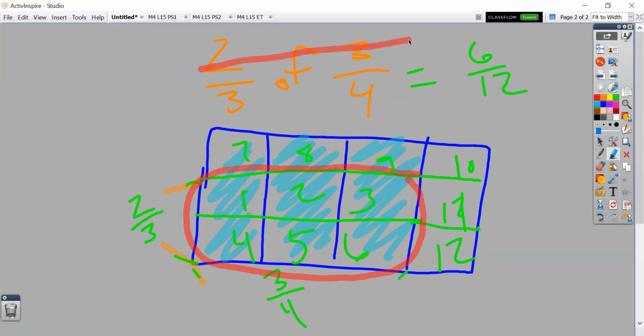Let's see if that worked mathematically if we multiplied the top. If we multiply 2 times 3, do we get 6? Absolutely. If we multiply 3 by 4, do we get 12? Absolutely. So our answer is 6/12. But as we were practicing yesterday, we have to analyze our answer and find out if we can simplify.